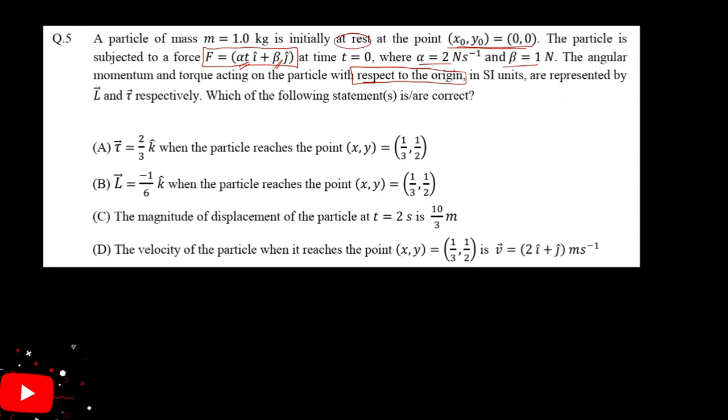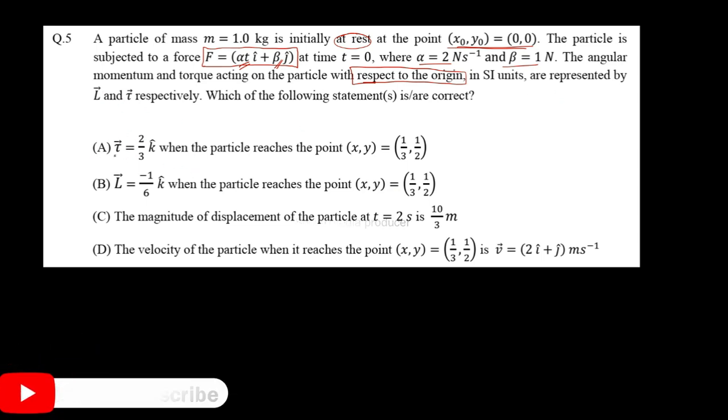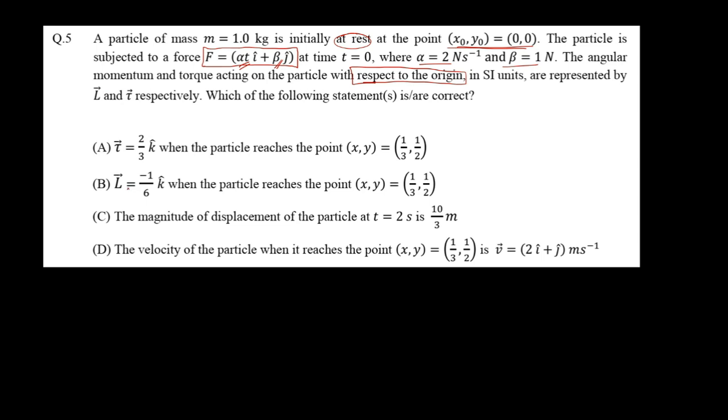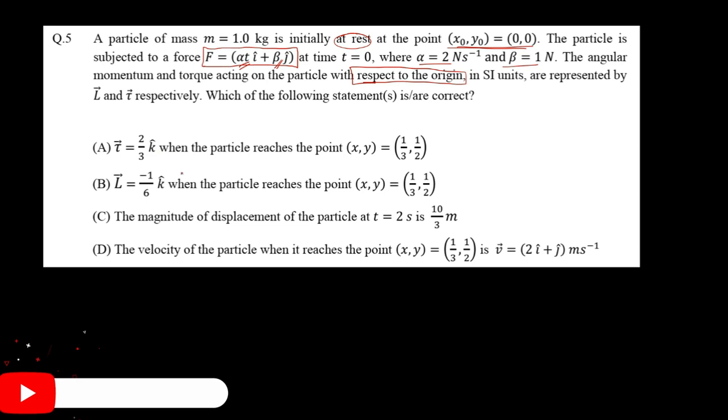Usual notations. The first option is saying torque about the origin at this point when the particle is reaching this point. Similarly, angular momentum is also given, and they are asking about the displacement and velocity of the particle. Ultimately we first require the displacement and velocity, because if I know the displacement and velocity, then I can go for angular momentum. As I already know the force value, if the particle is at this position, let us see how to identify the torque one by one.